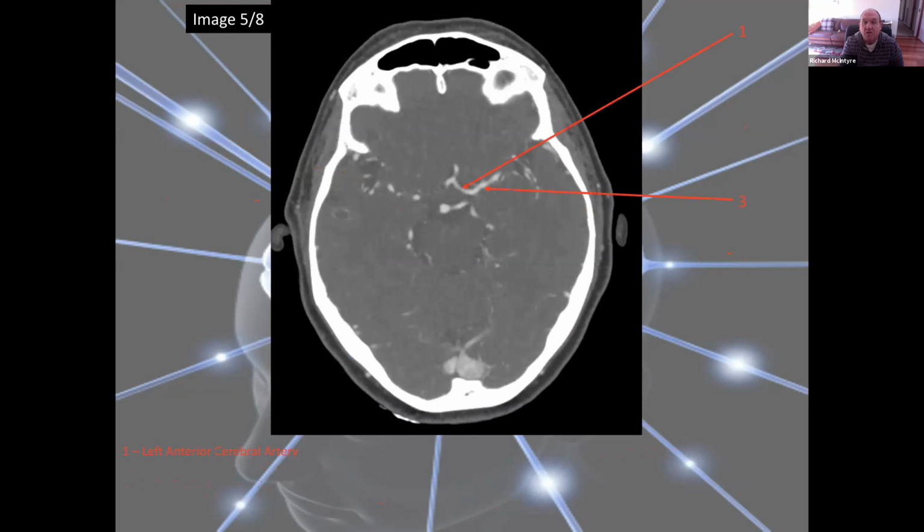And then we've got the circle of Willis, and we've got our middle cerebral artery, of course, our left middle cerebral artery. And you can see the sagittal sinus here. This is where the sagittal sinus meets the transverse sinus. So it's called the confluence of sinuses.